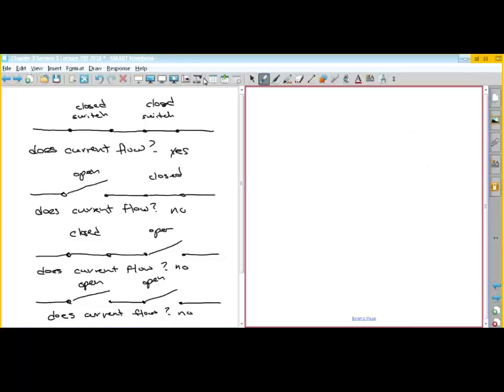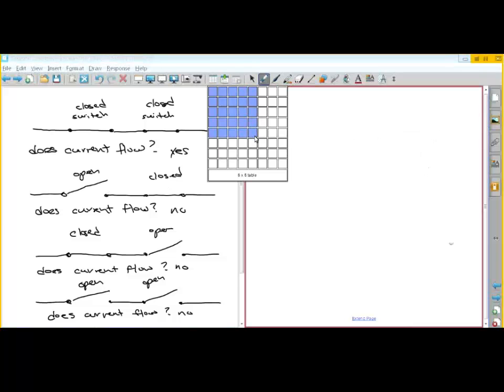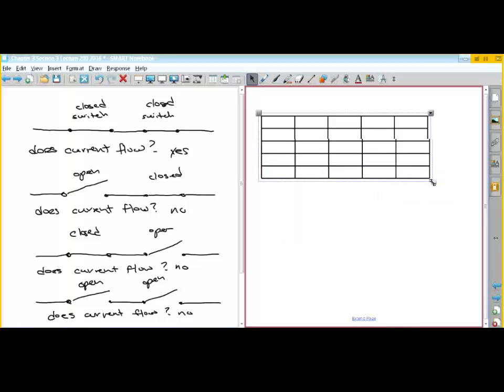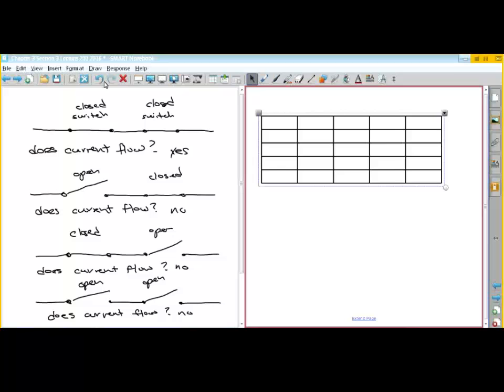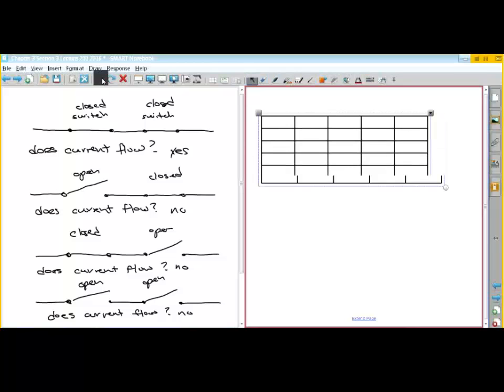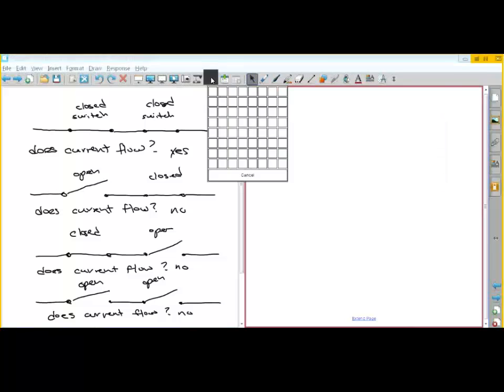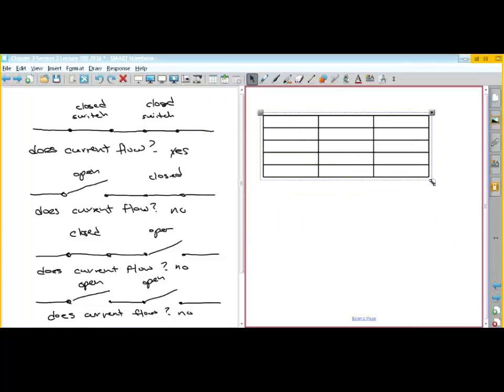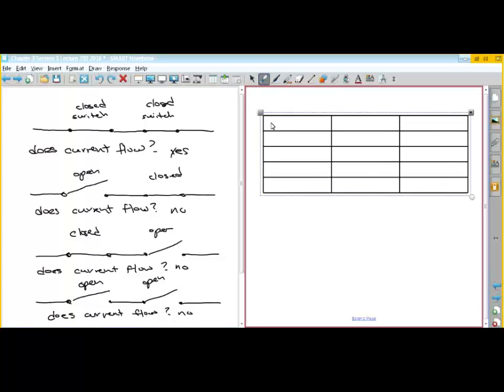And so you can make up a table using this information. So let's set up a table. It's going to be a 5 by 5 table. Surprise, surprise. Actually it doesn't have to be that big. It's going to be a 3 by 5. Okay. So first, column 1 is switch 1, which is the first switch. Then you have switch 2, and you have current.